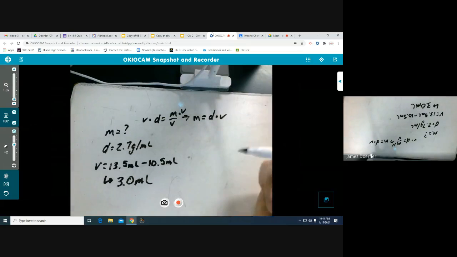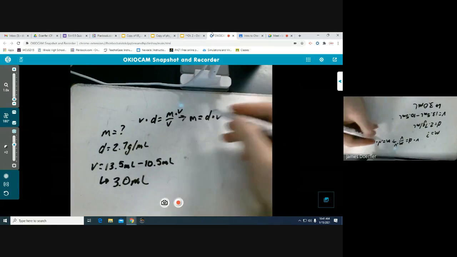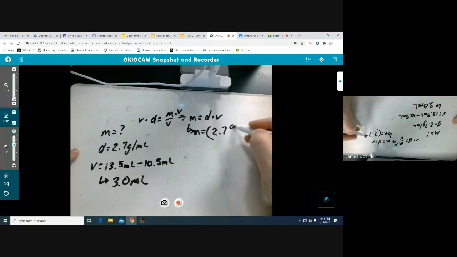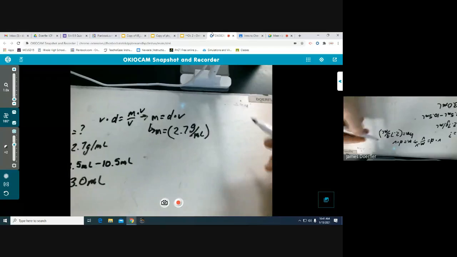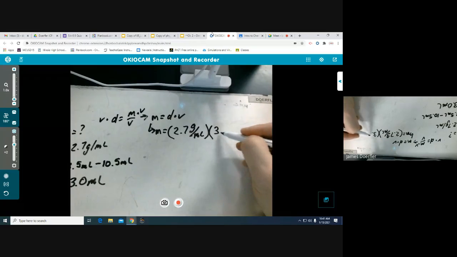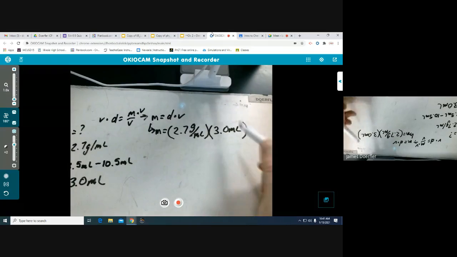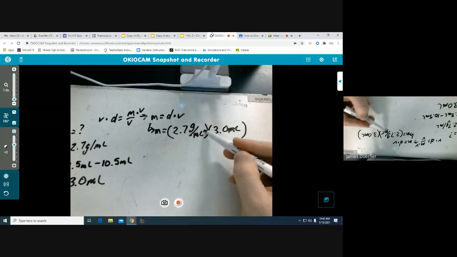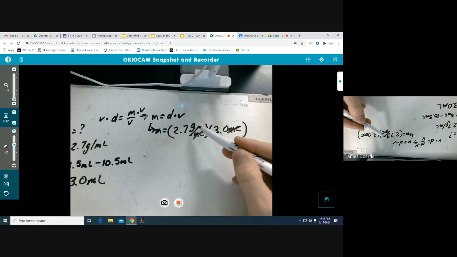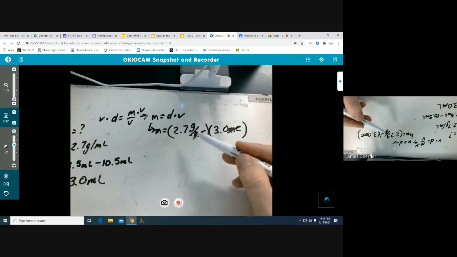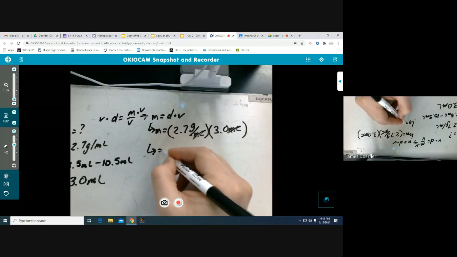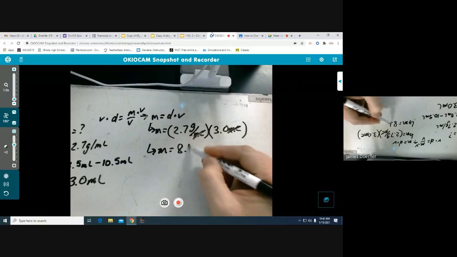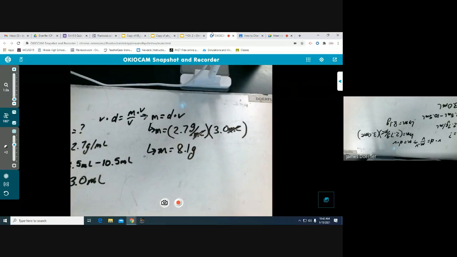So once I've got my values for every variable I need, I go ahead and plug them in. Mass is equal to my density, which is 2.7 grams per milliliter, multiplied by my volume, 3.0 milliliters. And look what happens. What happens to the milliliters unit right here? It cancels out, which leaves us with the unit for grams, which is appropriate for mass. And so, double check my work here, but I believe we get 8.1 grams for our answer.